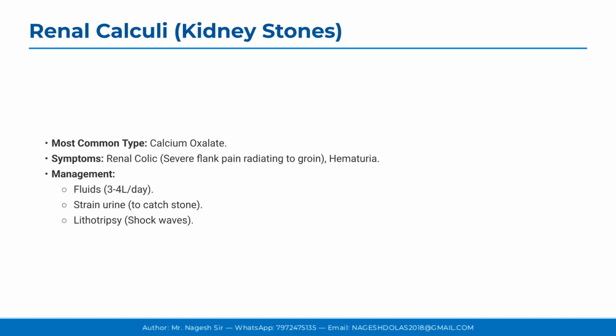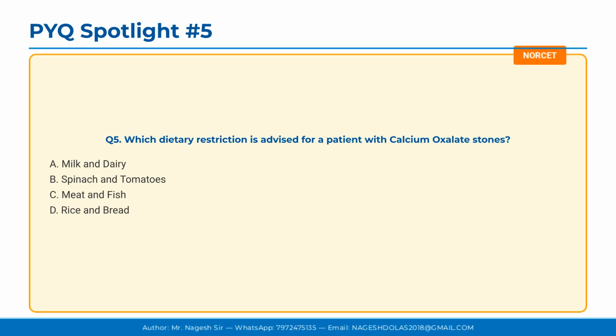Renal calculi, or kidney stones, are most commonly calcium oxalate. Symptoms include severe flank pain, known as renal colic, and blood in the urine. Management includes high fluid intake, straining urine, and lithotripsy.